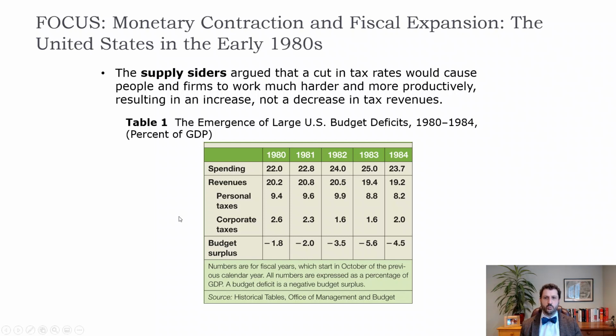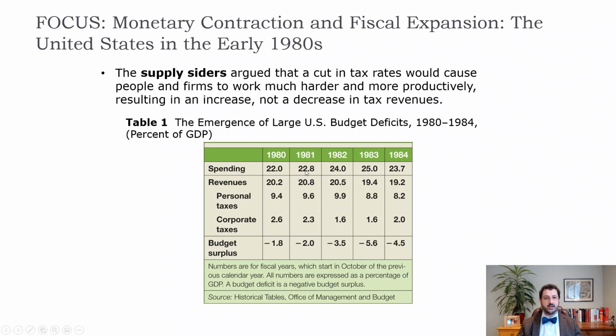And so, when we had the sort of conservative revolution in the late 1970s and Reagan came into the White House, the argument was that a decrease in tax cuts would spur economic activity and would actually lead to an increase in tax revenues. This did not, in fact, happen. So as you can see, tax revenues were 20.8% of GDP in 1981, and they had fallen to 19.2% by 1984.